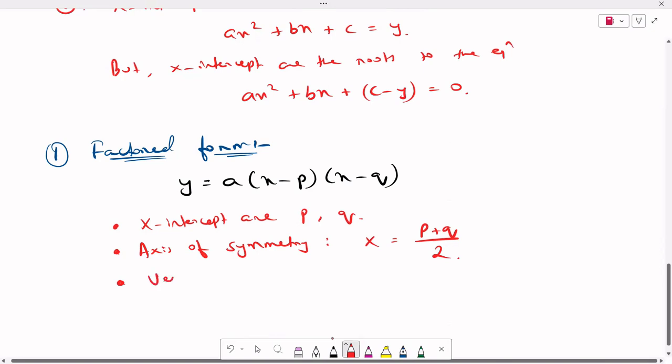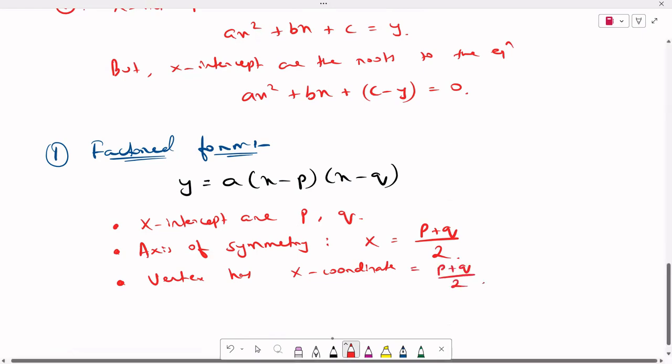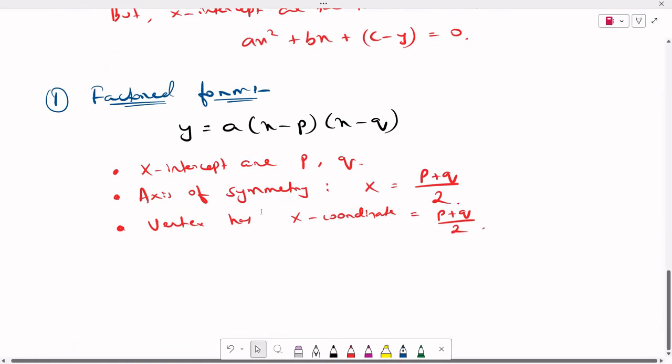And then the vertex has an x coordinate. Vertex is basically a point in the Cartesian plane. It will have an x coordinate, it will have a y coordinate. We are simply talking about the x coordinate. So the vertex has an x coordinate of (p plus q) upon 2. What about the y coordinate? We don't know that. We'll have to put the value of x in the equation. We'll have to put the values of a, p, and q in the equation, and then we'll get the y coordinate. So that was about your factored form.